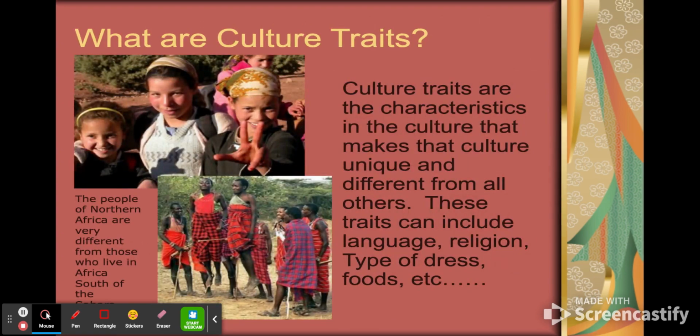What are culture traits? Culture traits are the characteristics in the culture that make that culture unique and different from all others. These traits can include language, religion, type of dress, food, etc. Note the picture. The people of northern Africa are very different from those who live in Africa south of the Sahara. The people on the bottom have darker skin and are taller, compared to the picture at the top.